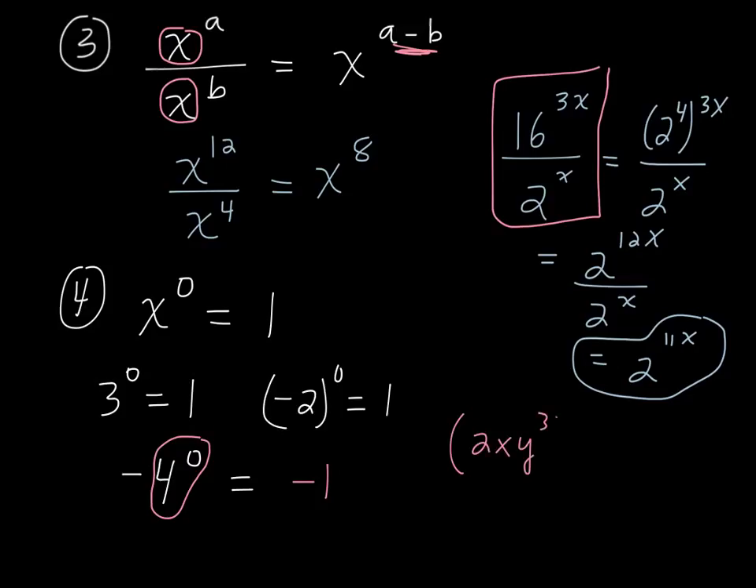If you see 2xy cubed, all of that to the 0, well, that whole thing is 1. But if you see 2x times y to the 0 like that, then this would just be 2x times 1, or just 2x. Okay, let's move on to rule number 5.